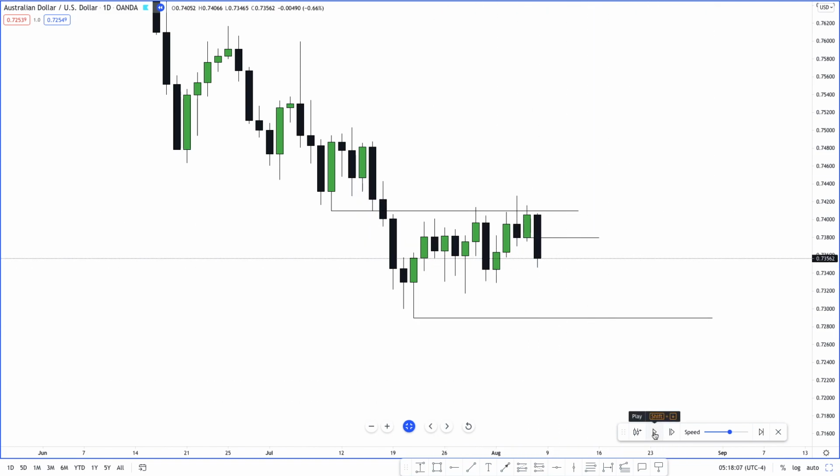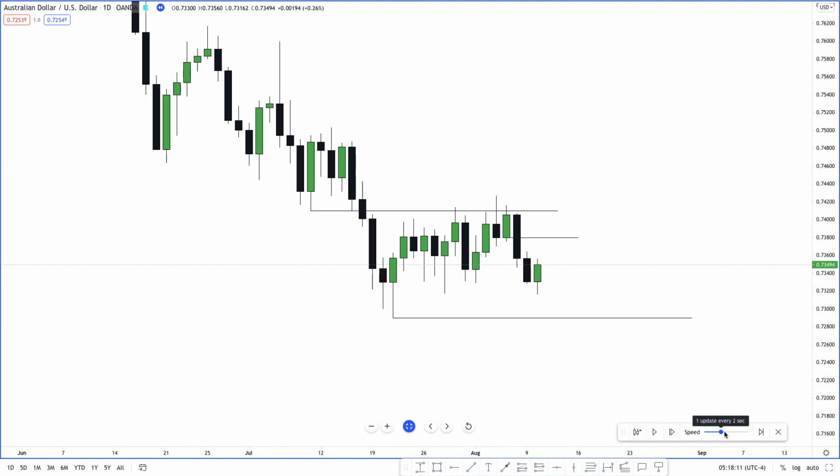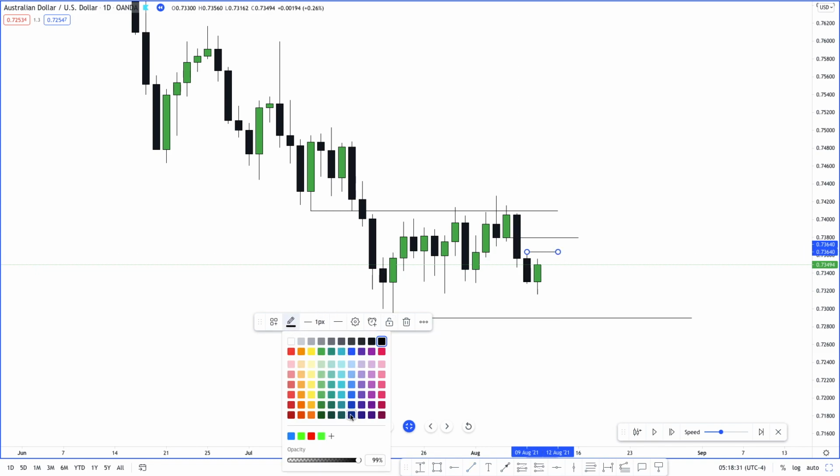Okay, so if we play this along, 9th of August was Monday's trading, 10th of August was Tuesday's trading, and then the next day was 11th of August, which, I think, was some high impact USD news. So what I was looking at is I saw this, right? So let's make this blue.